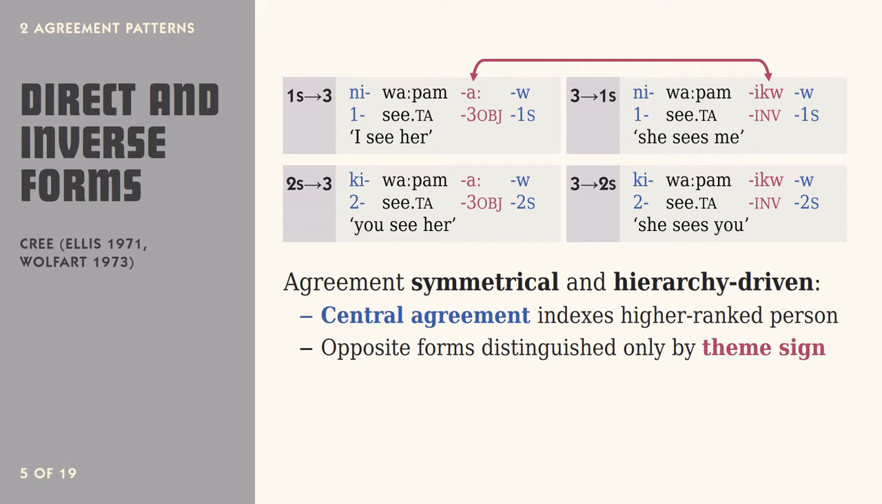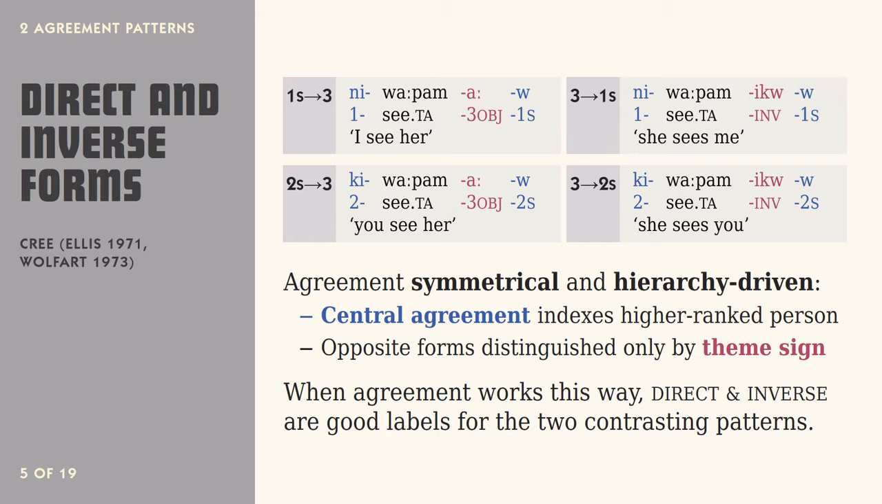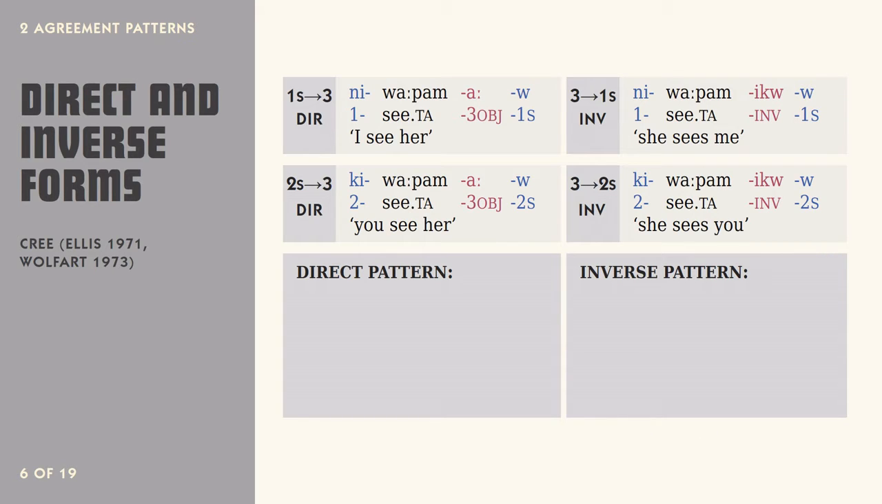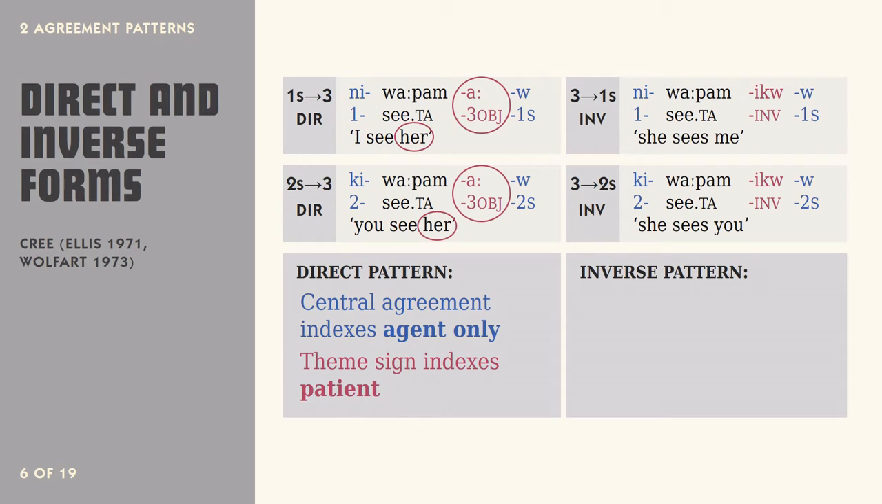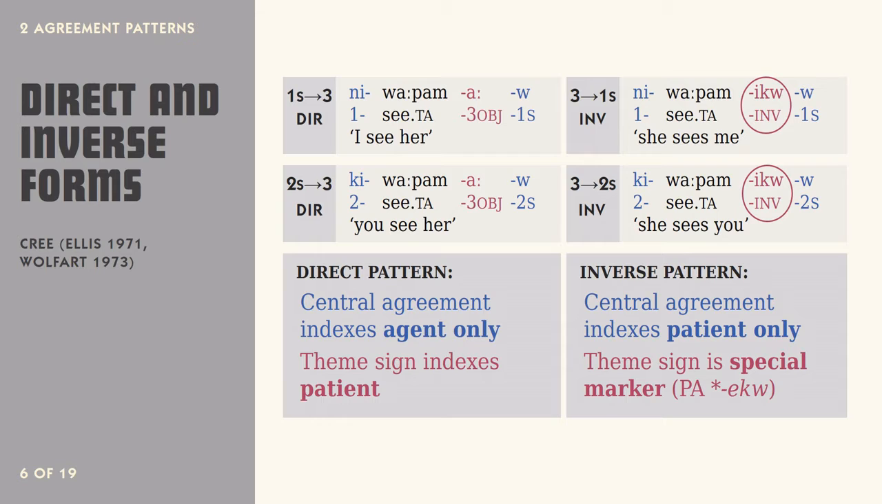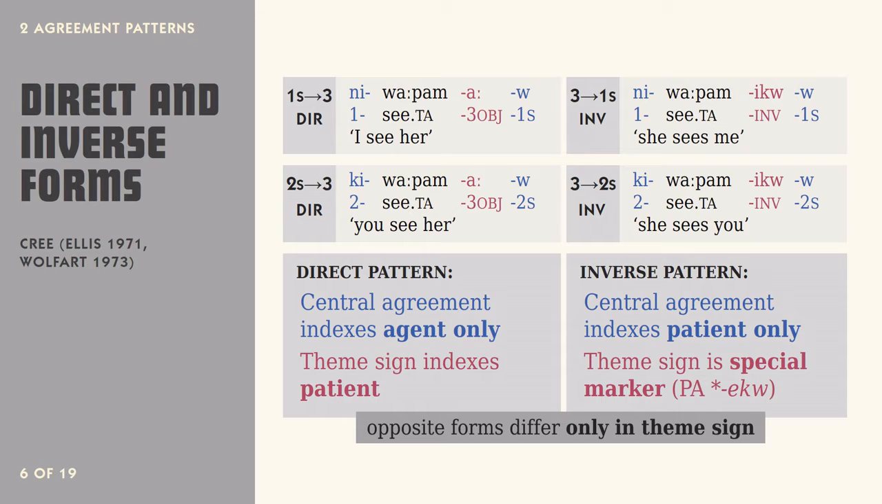This is a clear, coherent system, and the terms direct and inverse work well as labels for the two contrasting patterns: direct in the forms with a higher-ranked agent, and inverse in the forms with a higher-ranked patient. Let's think about how the two agreement patterns can be described. In the direct pattern, the central agreement indexes only the agent, and the theme sign indexes the patient. In the inverse pattern, the central agreement indexes only the patient, and the theme sign is a special marker that doesn't index a particular agent or patient. A further property is that the direct and inverse patterns give us opposite forms that usually differ only in the theme sign.